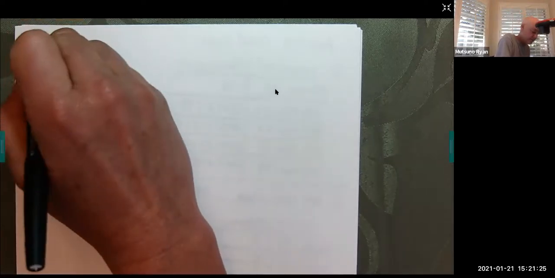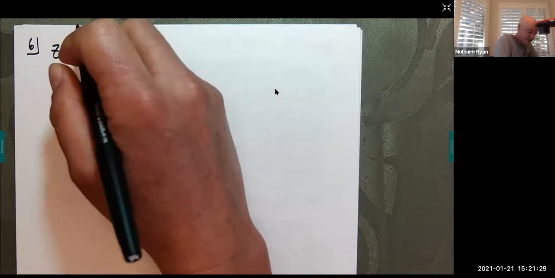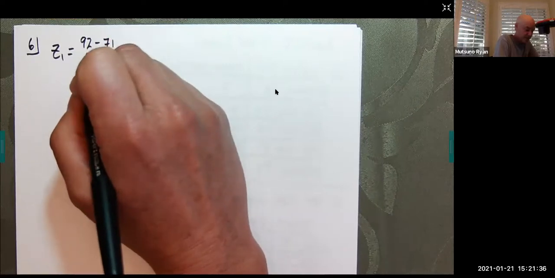All right, number 6 is z again. So it says, which is better, a score of 92 on a test with a mean of 71 and standard deviation of 15, or a score of 688 on a test with a mean of 493 and a standard deviation of 150? Well, what we do is we standardize that, and we do that by doing a z-score. So there are going to be 2 z-scores for this one. I'll call it z sub 1, and that is 92 minus 71. Same formula as before, x minus x bar over the standard deviation.